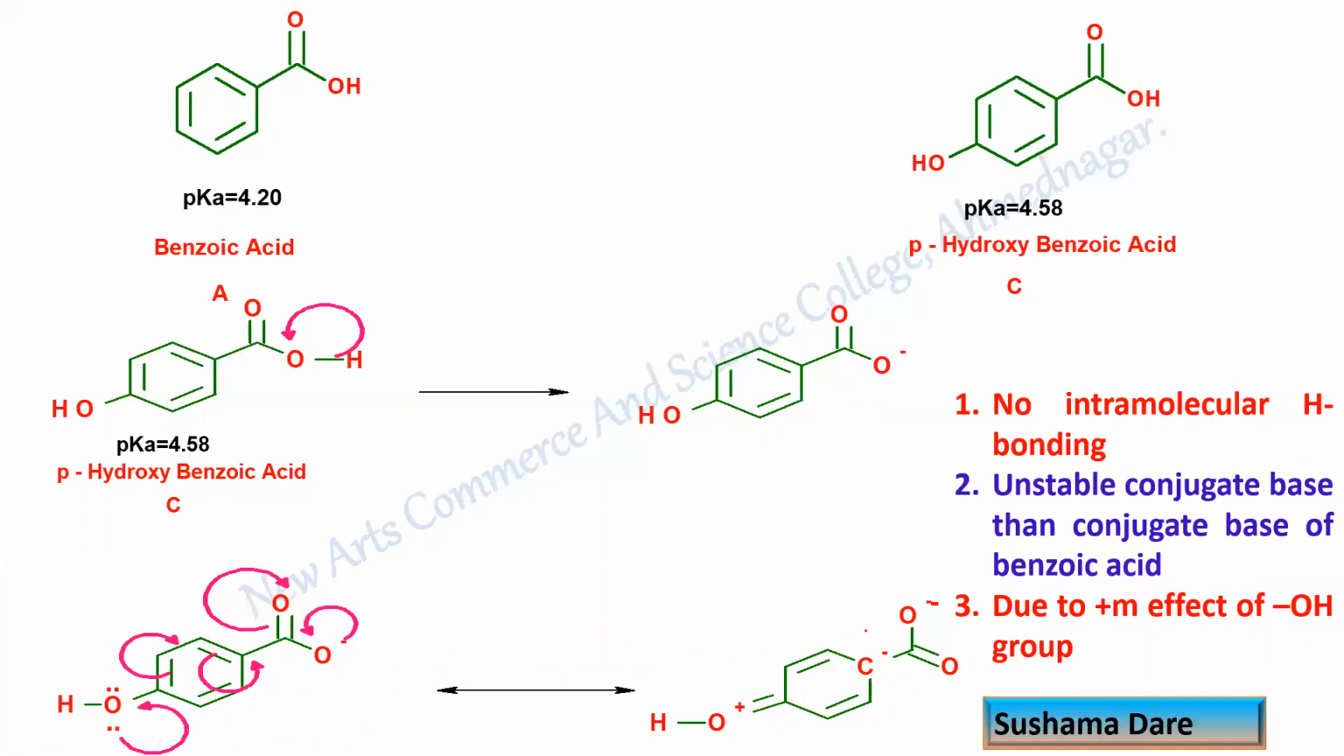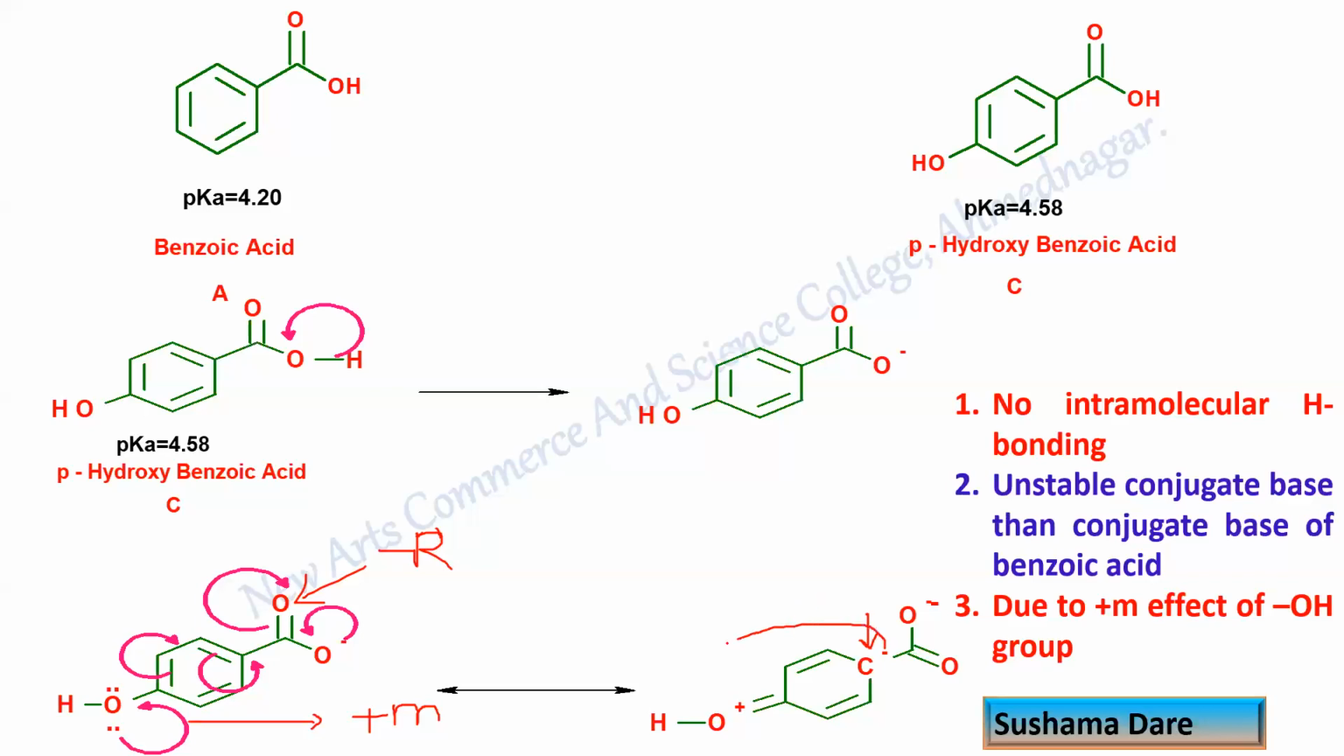So this effect is what? This effect is minus R effect. And then this effect is what? This effect is a plus M effect. Because of that, there is more electron density on this carbon. As this carbon has more electron density, we call this an electron donating group.